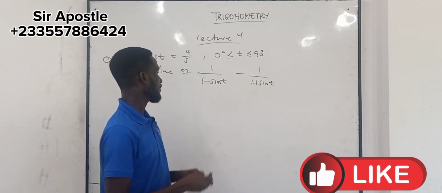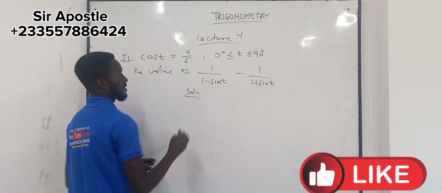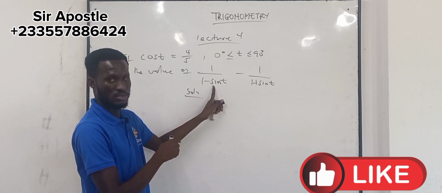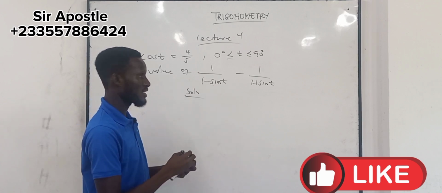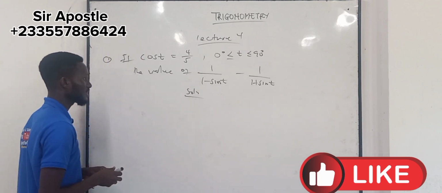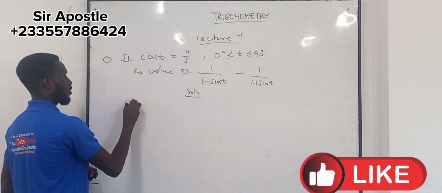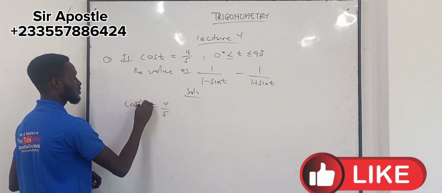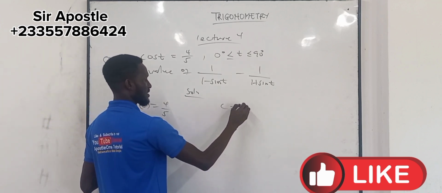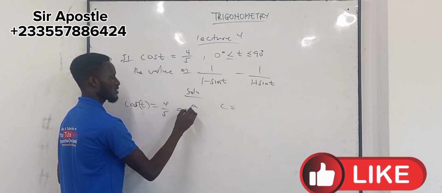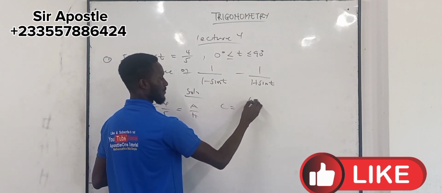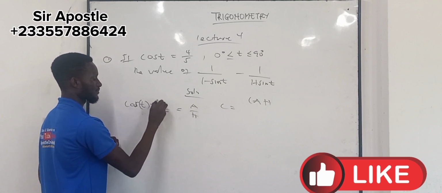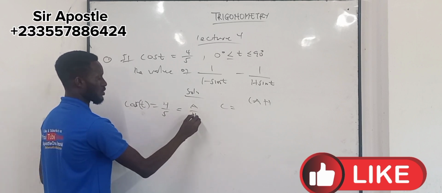Now, solution. We have to find this expression. It means I have to look for sine t, then come and substitute. So from the question, we have cos t is equal to 4 out of 5. As we said earlier, cos is adjacent over hypotenuse. So the numerator 4 is the adjacent, and the hypotenuse is 5.